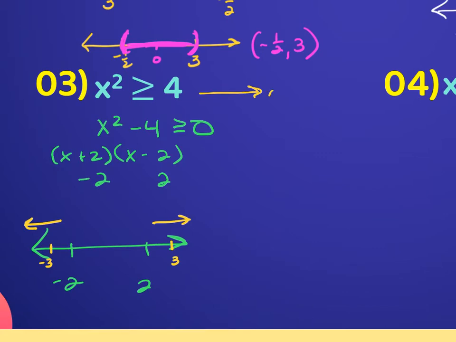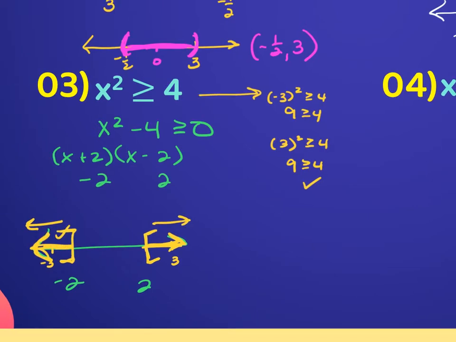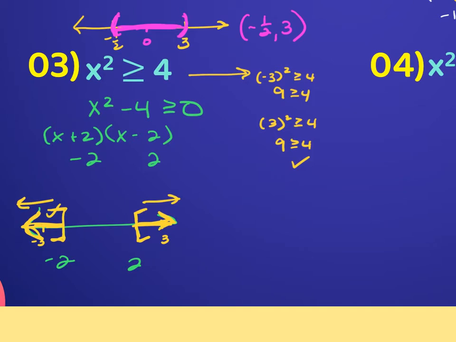And again, I can plug it into the original or to the one that I moved the 4 over. I'd get -3 squared is greater than or equal to 4. 9 is greater than or equal to 4, so that works. And then I get 3 squared is greater than or equal to 4. 9 is greater than 4. Again, that works. This time we give them brackets and point the arrows out. So my interval notation here is -infinity to -2 with a bracket on the 2, union +2 with a bracket on the 2 pointing to infinity.